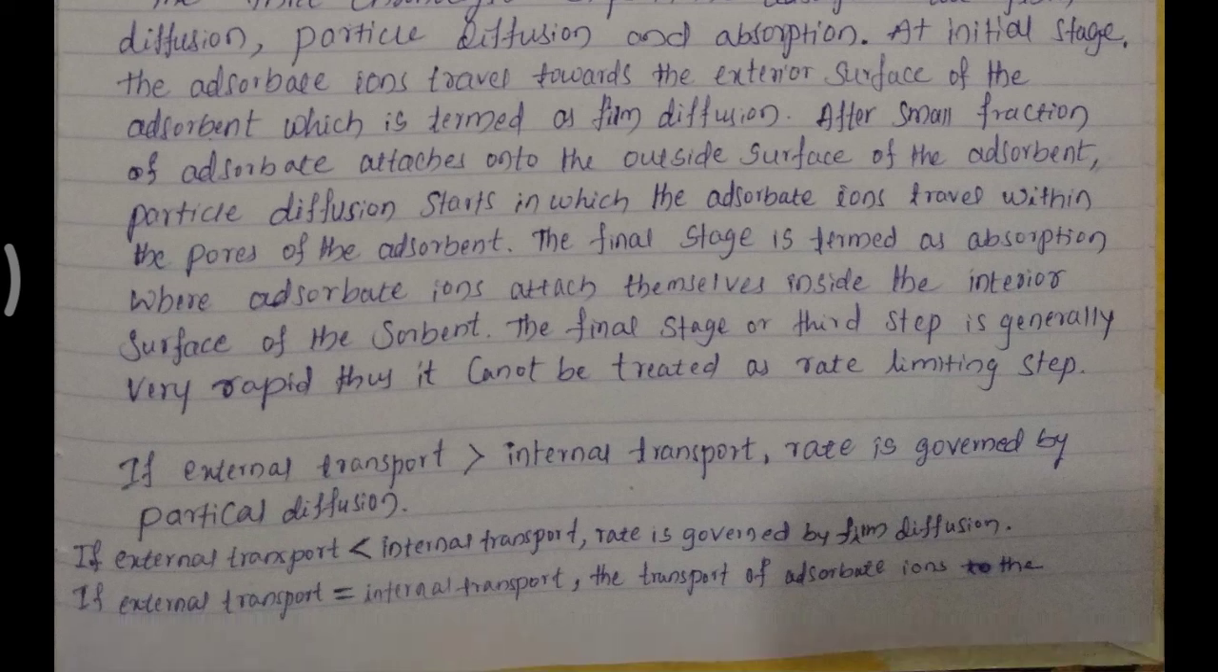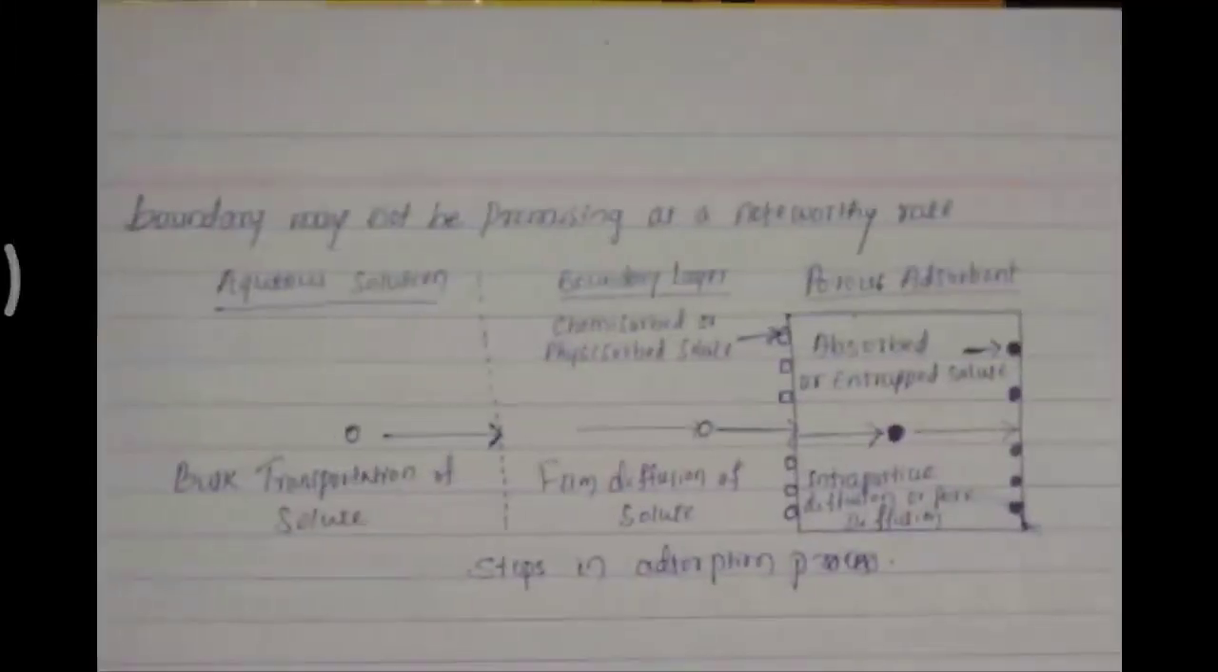If the external transport is greater than internal transport, the rate is governed by particle diffusion. If the external transport is less than internal transport, the rate is governed by film diffusion. If the external transport is equal to internal transport, the transport of adsorbate ions to the boundary may not be proceeding at a noteworthy rate.